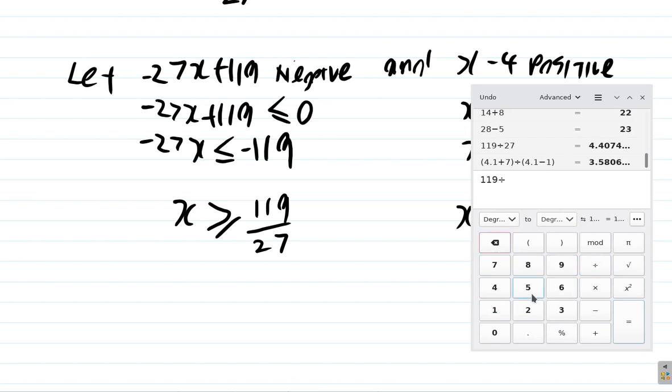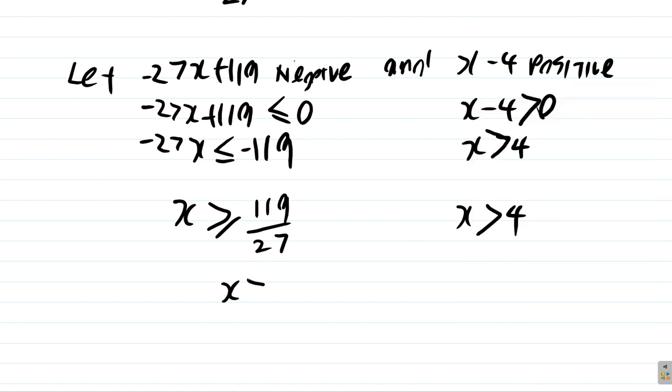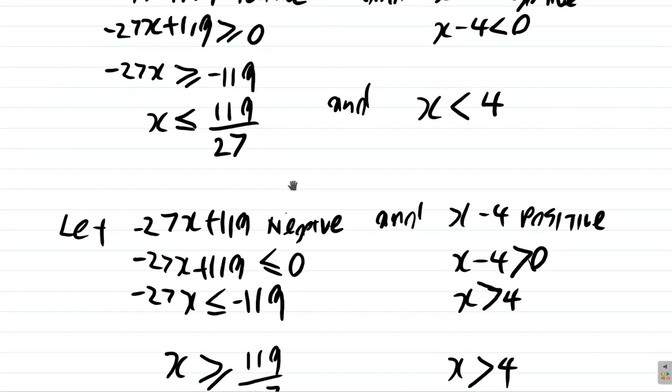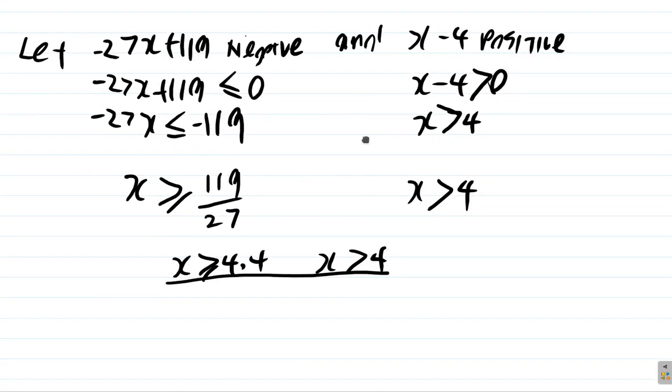119 over 27, call it 4.4. So x is greater than or equal to 4.4 and x is greater than 4. That's one combination. The other combination is that x is less than or equal to 4.4 and x is also less than 4. Interesting set of combinations here.